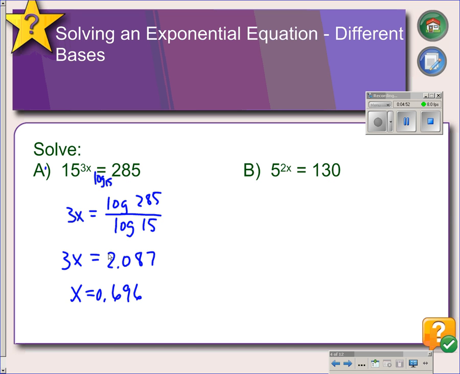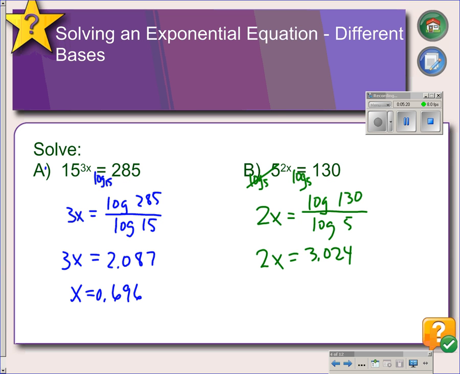Okay, next example. Solving for x here, we want to get rid of the 5. So if we do a log base 5, that will cancel the base 5 that has the exponent, and we get 2x. On the right side, we put in a log base 5, and we calculate using the change of base formula: log of 130 divided by log of 5. That equals 3.024. Then we will divide both sides by 2, and we get x equals 1.512.